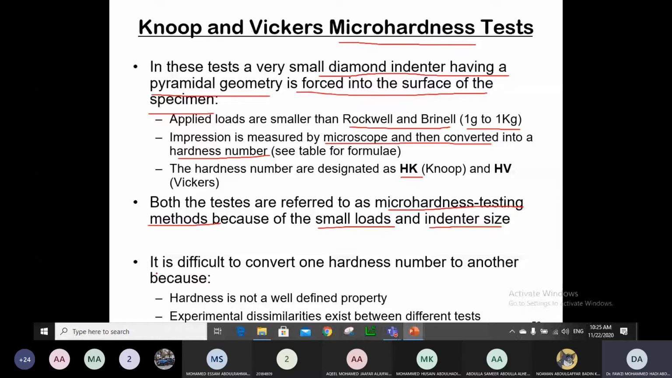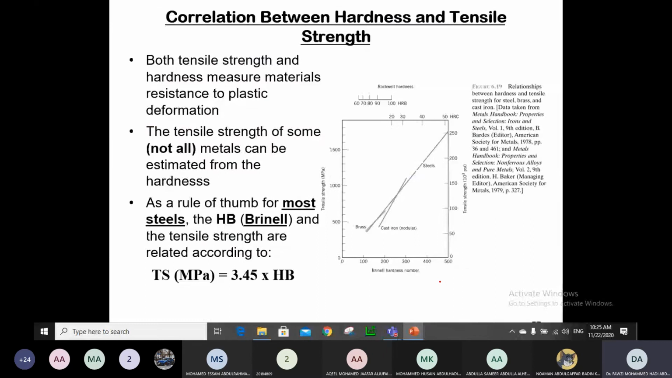Again, which I have already explained, it is difficult to convert one hardness number to another number. So we cannot compare the numbers when we do a hardness test using Vickers or Knoop or Brinell or Rockwell. Comparing them to each other is not possible. Hardness number is not a well-defined property. Experimental dissimilarities exist between the different tests, and that's why this is not possible to do.